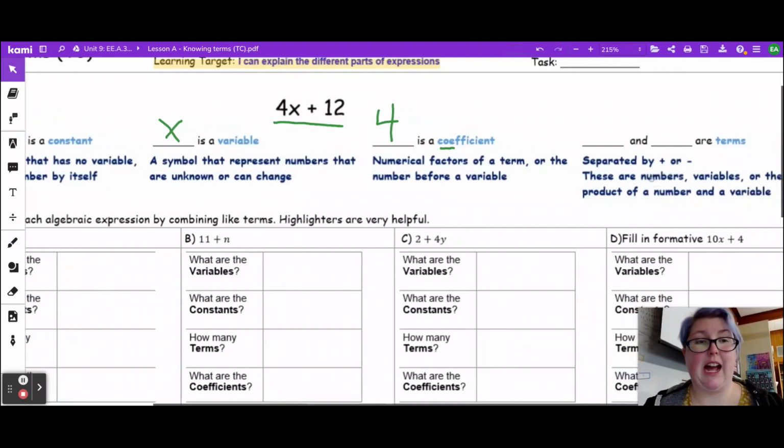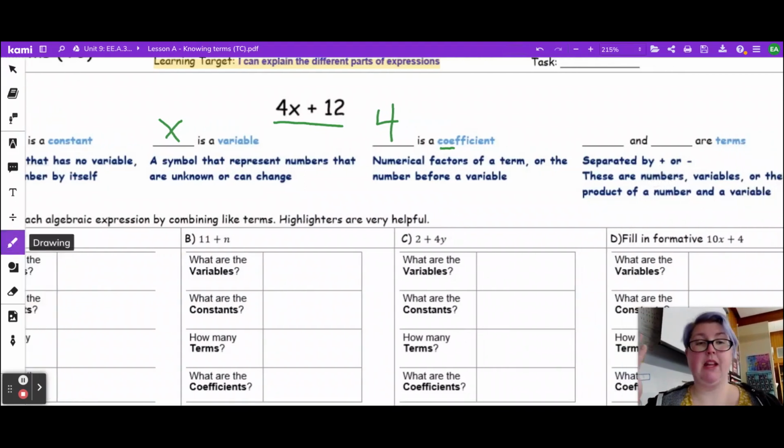So our last vocabulary word is terms. So that is anything separated by addition or subtraction; those are our different terms. So right now we have 4x is a term and 12 is a term. So we have 2 total terms in this expression. All right, that was really quick.